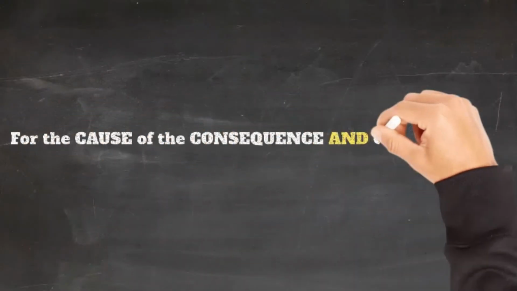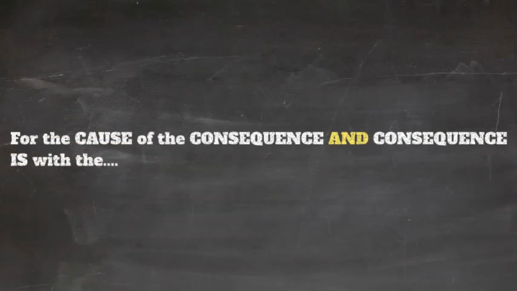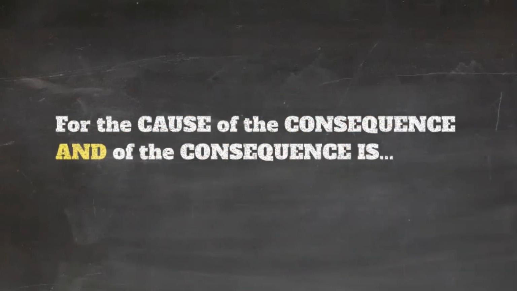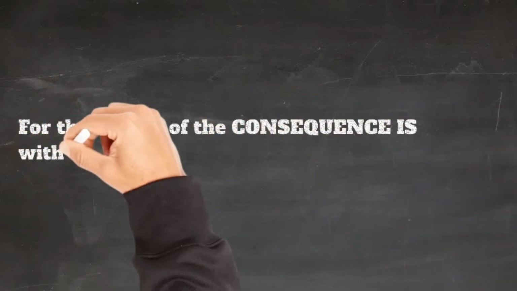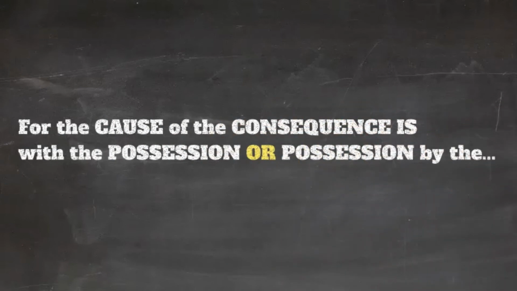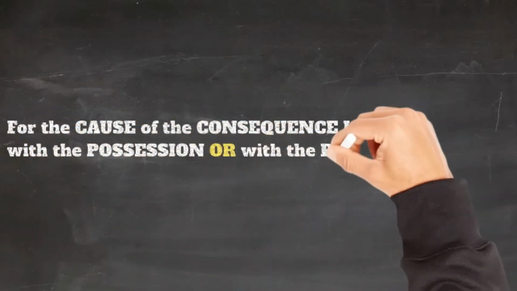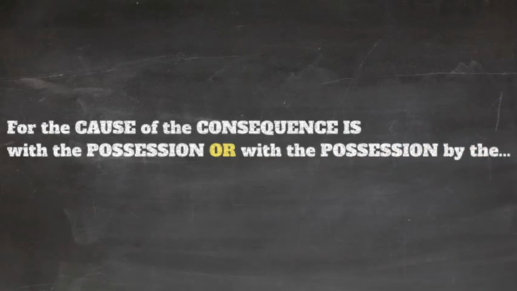For example, I could say, for the cause of the consequence, and consequence is with the, etc., etc. Or you could say, for the cause of the consequence, and of the consequence is, etc., etc. Or if there is a choice to convey, we can say, for the cause of the consequence is with the possession, or possession by the, etc. Or else, you could say, for the cause of the consequence is with the possession, or with the possession by the, etc.